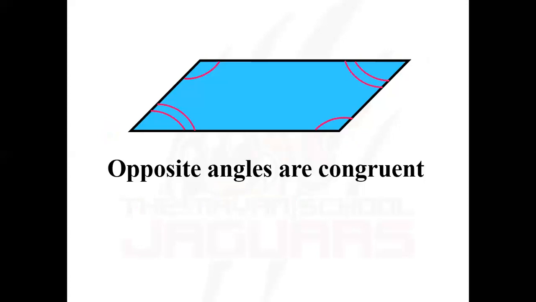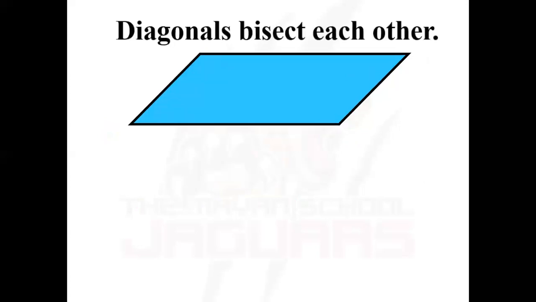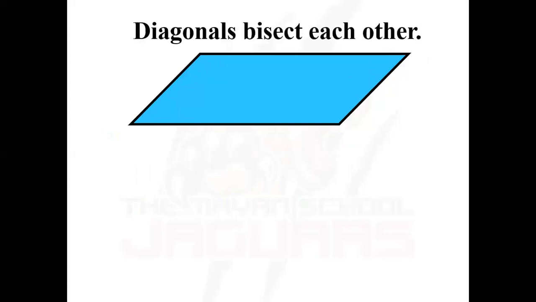Let's continue with the next property. The next property says diagonals bisect each other. A diagonal is a segment that connects two non-consecutive vertices. So we have this one, we have this other one, and we have in here that these two diagonals bisect each other. So let me do again an interaction with this figure, and let me name the vertices.